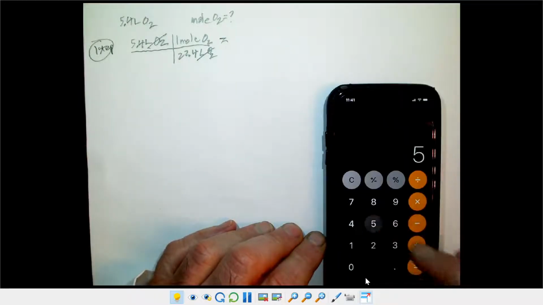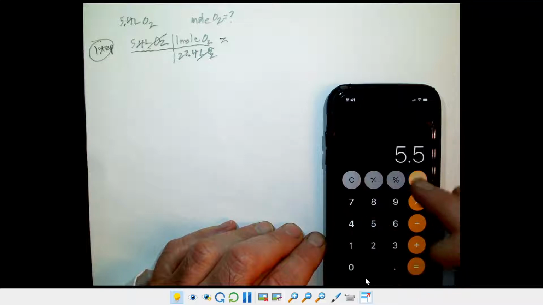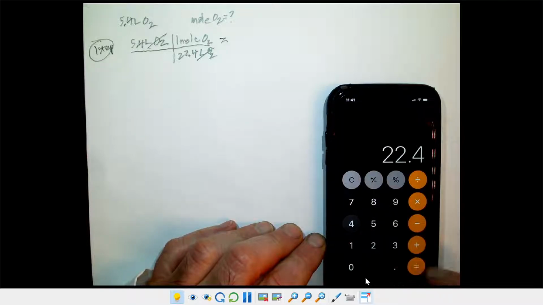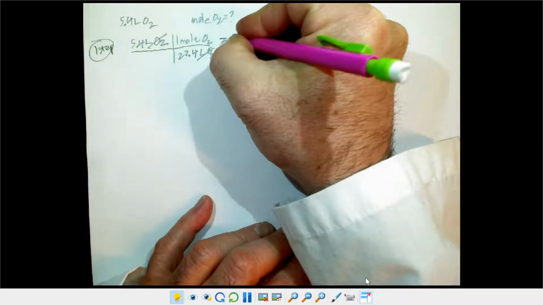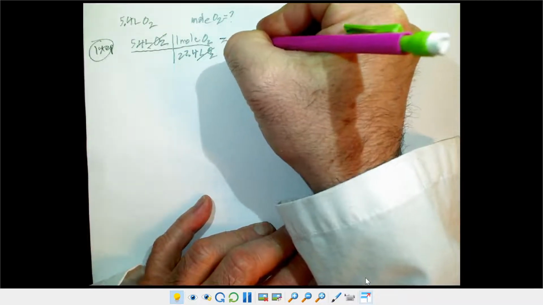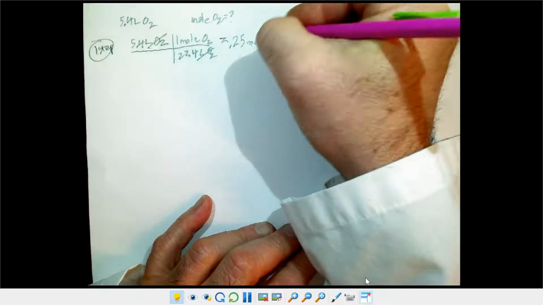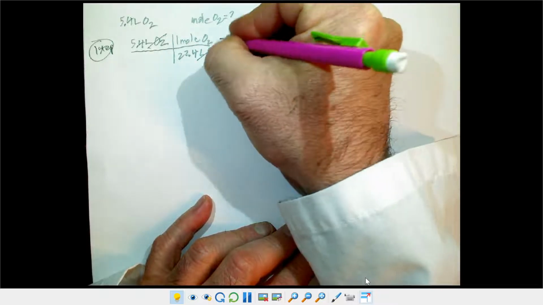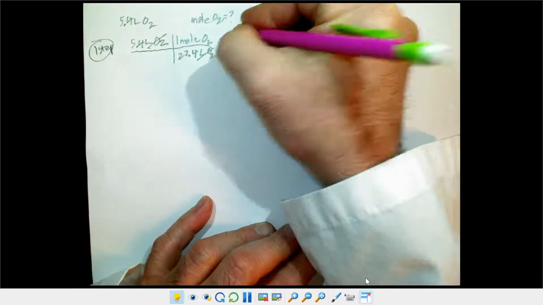So let's go ahead and do that with our calculator here. If we take 5.4 and we divide it by 22.4, what's that give us? It gives us 0.25 moles of oxygen, and that's our answer. So we're just going to round everything to the hundredths place.